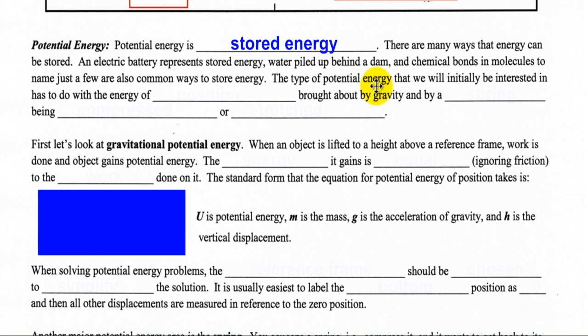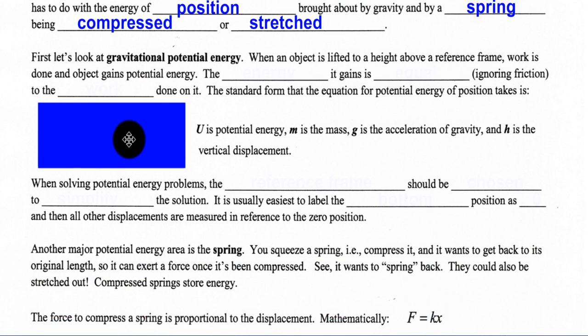The type of potential energy that we will be interested in has to do with the energy of position: gravitational potential energy brought about by gravity, and a spring being compressed or stretched. So the same types of energy as last year.